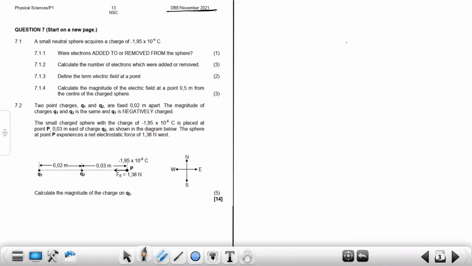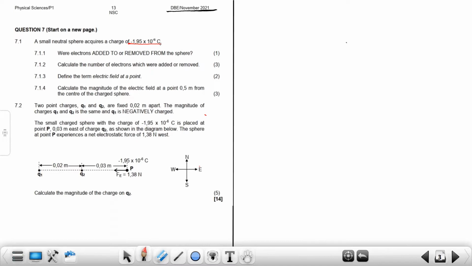It says now at question 7.1, a small natural sphere acquires a charge of negative 1,95 multiplied by 10 to the power 6 coulombs. 7.1.1, were electrons added to or removed from the sphere? This one is very easy to understand. The answer is sitting on the negative value, because we said for you to have electrons, it means you are becoming more negative.